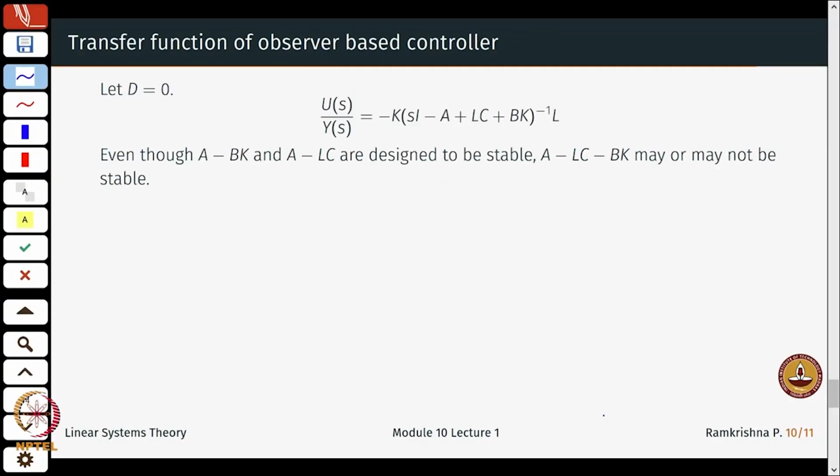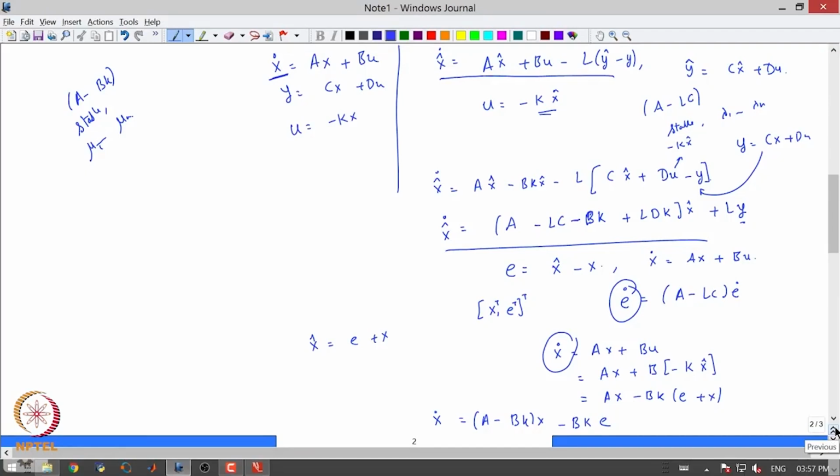Okay. So, to end with, we will just look at what is the transfer function now of the observer based controller. Let us start with d equal to 0, and let us quickly see if we can derive this. The way we derive the transfer function is, look at this expression here together with u equal to minus k x hat, which also means that u of s is minus k x hat of s. From this expression I can derive x hat of s.